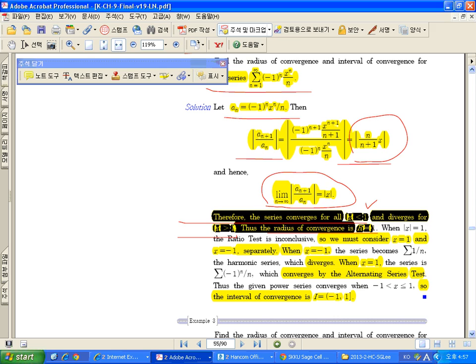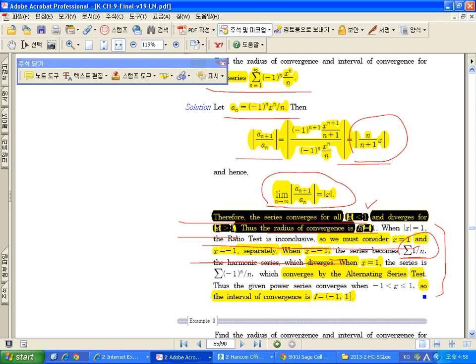For the case when the absolute value of x is equal to 1, we have to think differently. First, we consider when x is equal to 1, and then we consider when x is equal to negative 1. So when x is equal to minus 1, the series becomes the summation of 1 over n, the harmonic series, so it diverges. This series diverges.